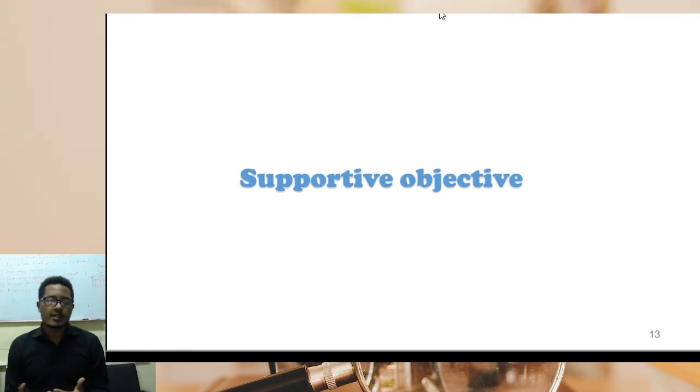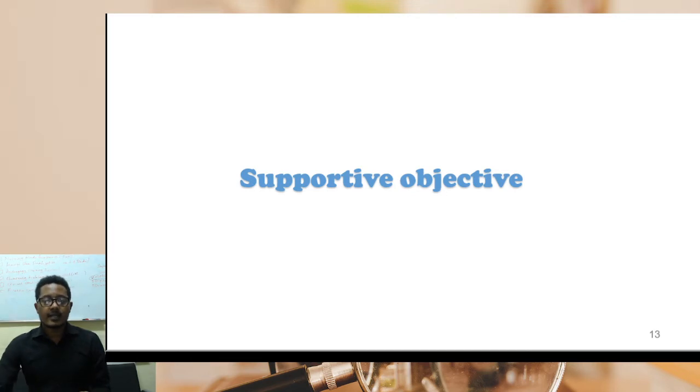So the course objective is further clarified into individual and specific actions that are done to an object of action to achieve the main aim of the course. These are called the supportive objective. These are similar to specific objectives in research.